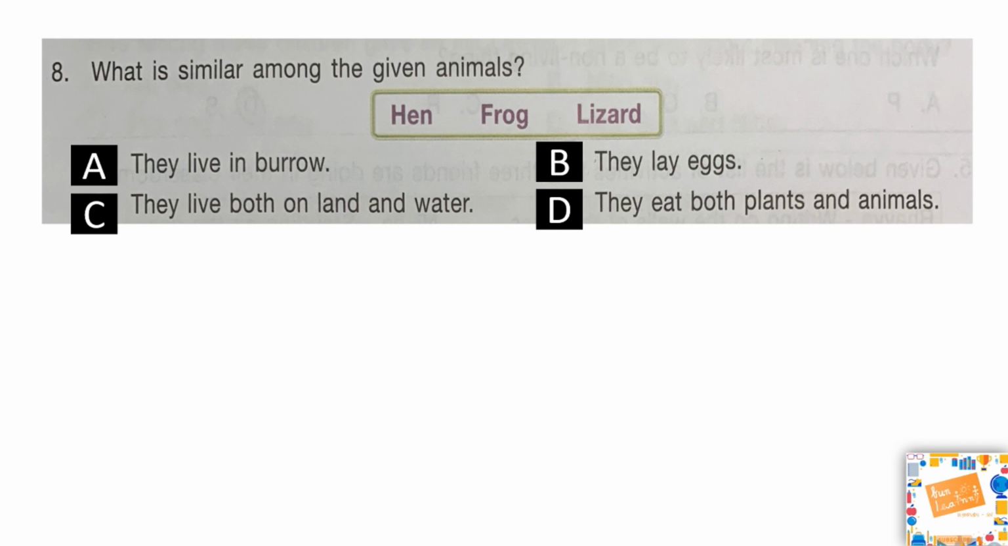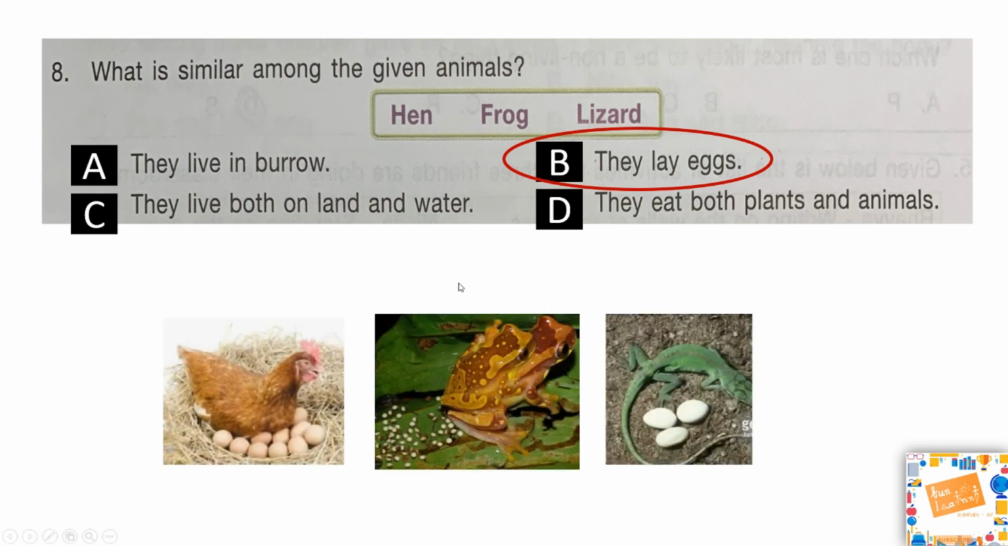So here the right answer is they lay eggs. Yes, all 3 of them lay eggs. But if you want to check against A, C and D, you will find one of them not satisfying that criteria. Hence our answer is option B, where hen, frog and lizard lay eggs.